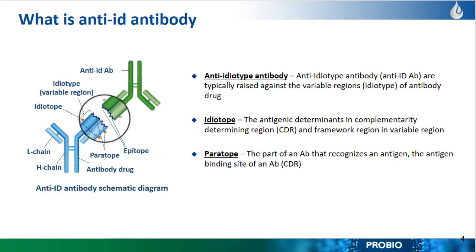So what is anti-idiotype antibody? It's an antibody that is able to specifically recognize antibody drug through the variable region. This specificity makes it a perfect tool to measure the antibody drug, and its resemblance to anti-drug antibody makes it a good reference for measuring in the immunogenicity study.